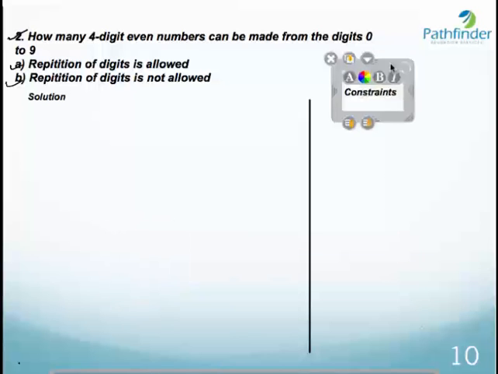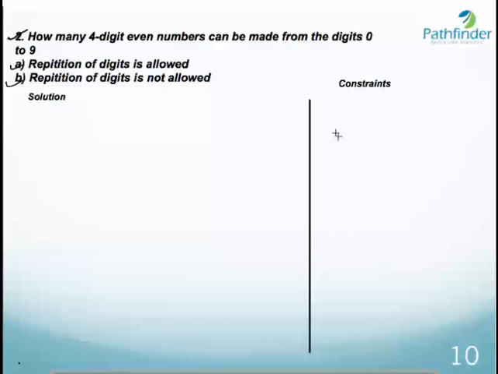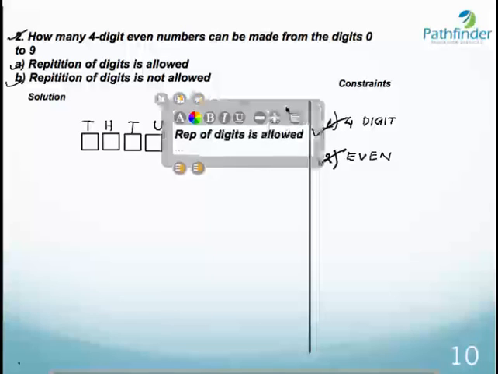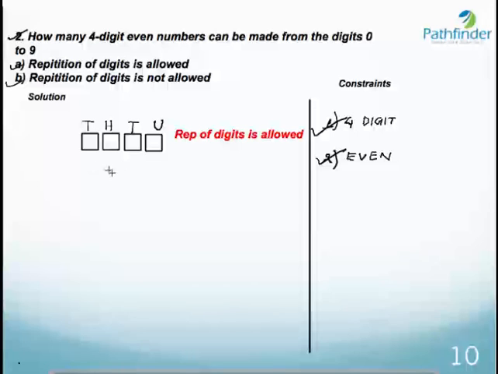So what are our constraints? Our constraints are, number 1, we are looking for a 4-digit number, and number 2, the number should be even. So let us once again start solving it. Let us say these 4 boxes represent the units, the tens, the hundreds, and the thousands place. Now, repetition of digits is allowed in the first case. Therefore, we start filling these digits. Now, how many digits can occupy the units place? Obviously, because we want these numbers to be even.